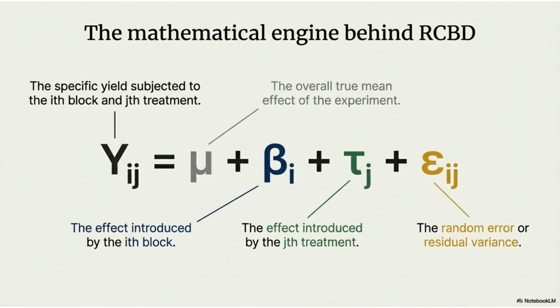The mathematical engine behind RCBD is represented by this model. Yij is the specific yield. Mu is the overall mean effect. Beta_i is the block effect. Tau_j is the treatment effect, and epsilon_ij is the random error.